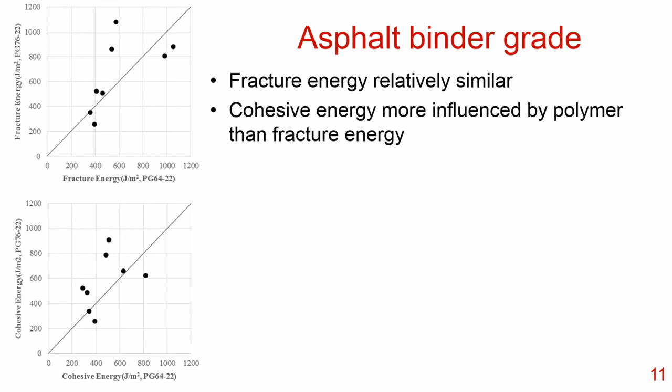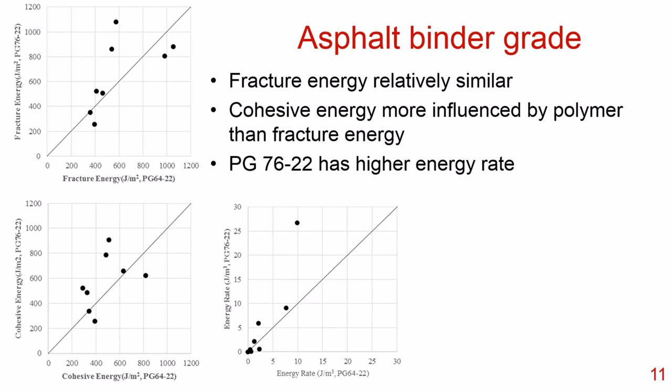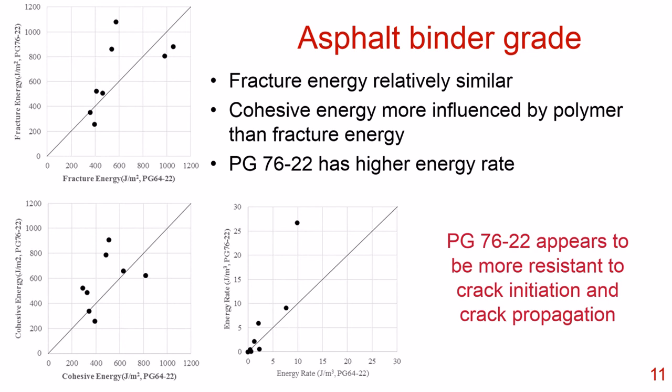The cohesive energy, here there seem to be a couple more data points above the line of equality, which means that maybe the 76-22 had slightly higher cohesive energies, and it could be influenced by that polymer in the asphalt binder. And here with the energy rate, it's very clear that the 76-22 has a higher energy rate because almost all the data falls above the line of equality. So from an asphalt binder grade perspective, the PG76-22 does appear to be more resistant to crack initiation and more resistant to crack propagation than the 64-22.